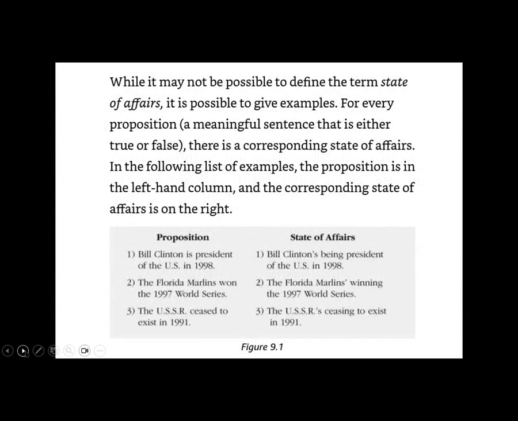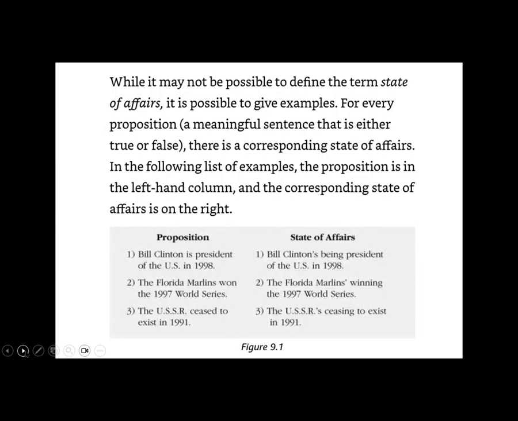All right, so this is me trying to give you both things at the same time, a proposition and a state of affairs, rather than giving you all the verbiage having to do with it. A proposition, looking just at the left-hand column, is a declarative statement about a fact or how things are. And it has to be closed, like you see in 1998, 1997, 1991, as far as these things with Clinton and the Florida Marlins and the USSR.